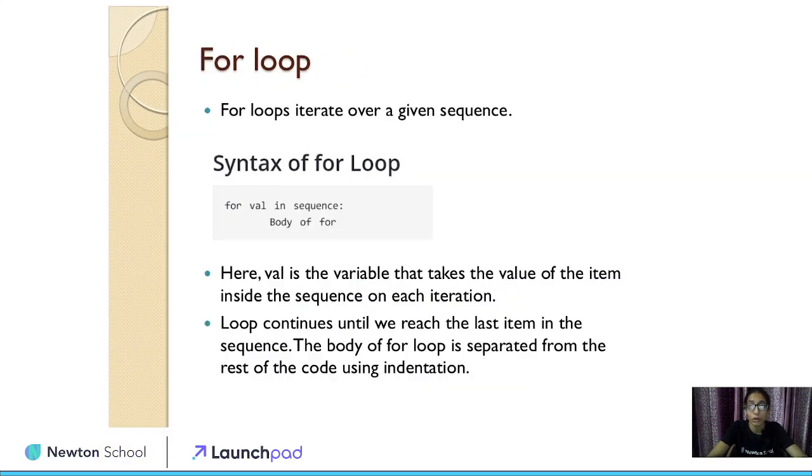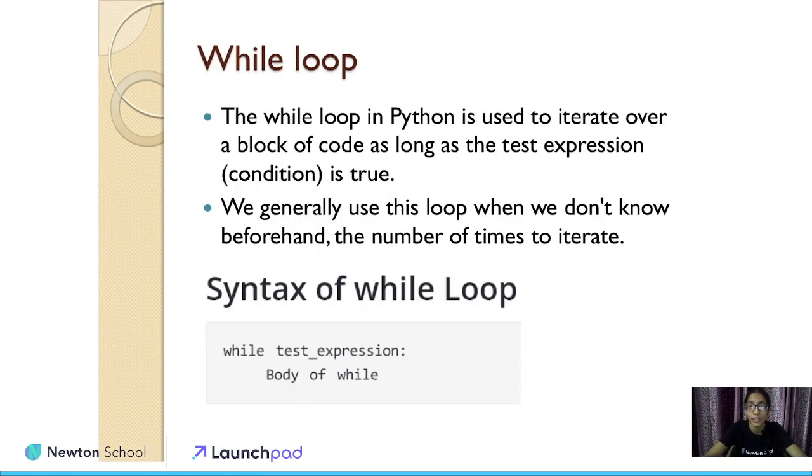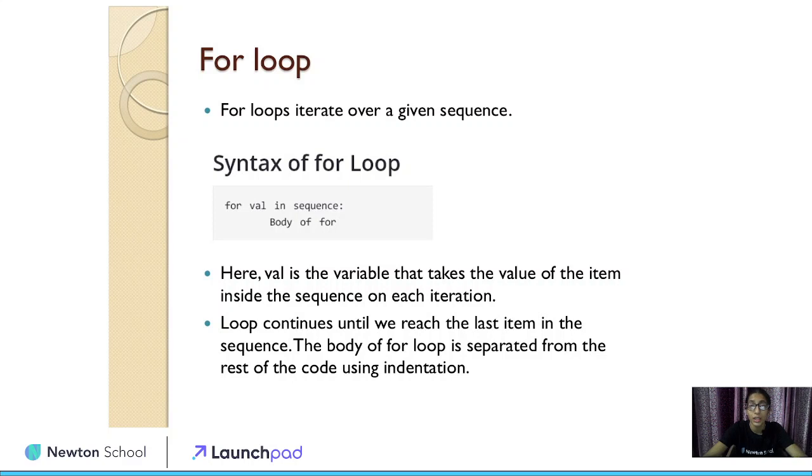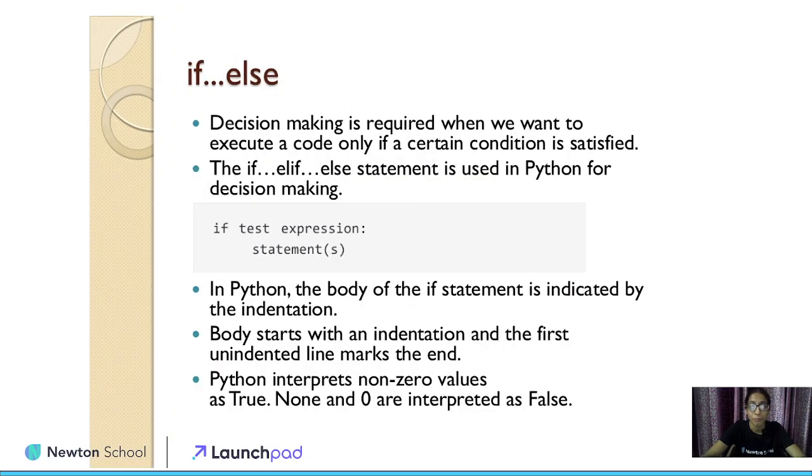So now comes the for loop. For loops give us a particular iteration over a given sequence. The while loop gives us a number of times, but the for loop gives a particular sequence to iterate over. A variable takes the value of the item inside the sequence on each iteration, and the loop continues until we reach the last item. That is how it executes, with proper indentation.